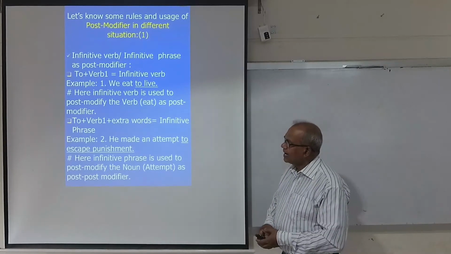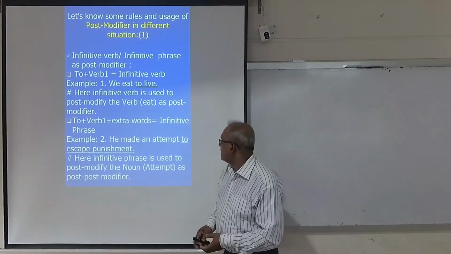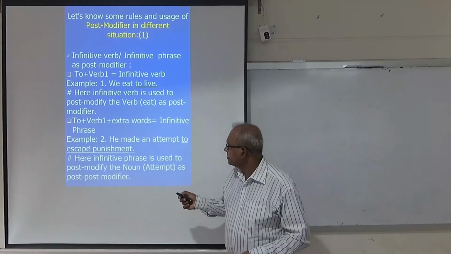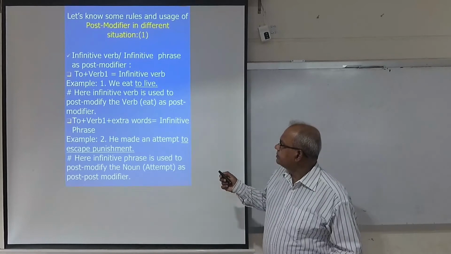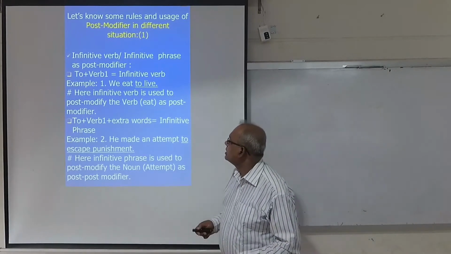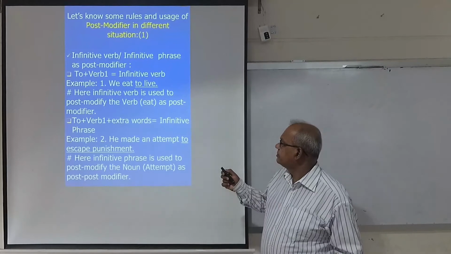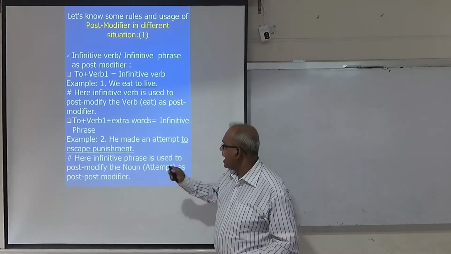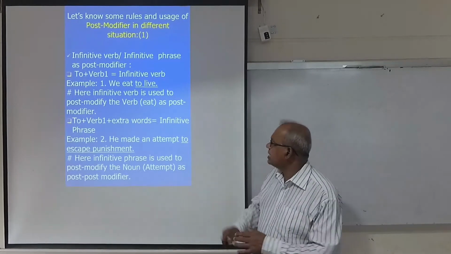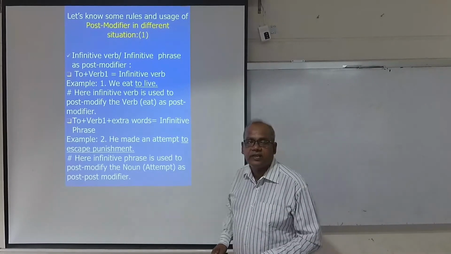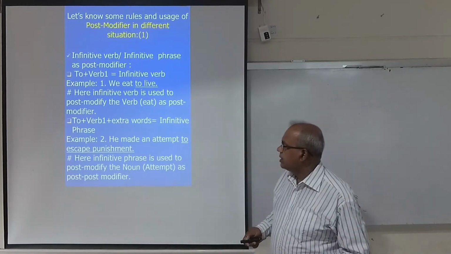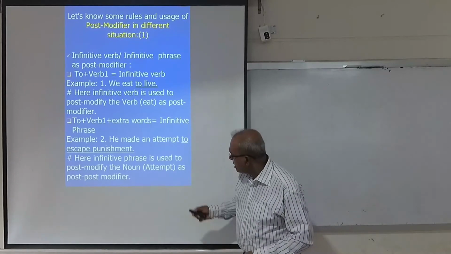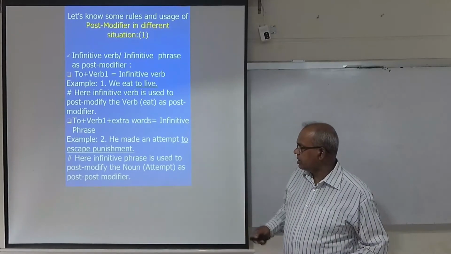So we can define the infinitive phrase: to plus the present form of the verb plus extra words. Now look at the example. He made an attempt to escape punishment. To escape punishment is used here as an infinitive phrase. To plus escape and punishment, these three words make it an infinitive phrase. Here the infinitive phrase is used to post-modify the noun attempt as a post-modifier.